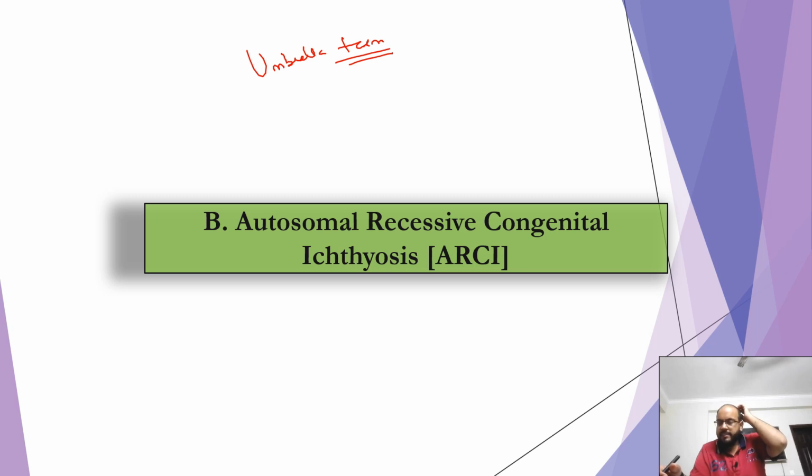These disorders will have mutations in different proteins, not a single protein, but they present as autosomal recessive congenital ichthyosis. That's why they'll be discussed together. And these include disorders like lamellar ichthyosis, Harlequin ichthyosis, or bathing suit ichthyosis. Clear? So one by one, we'll discuss ARCI and all the subtypes.